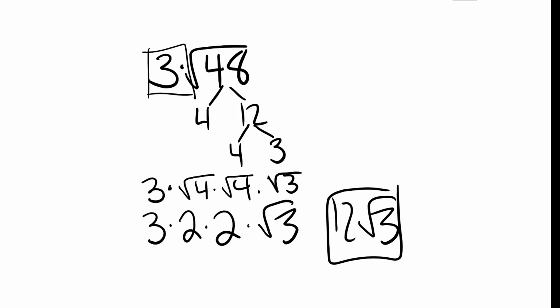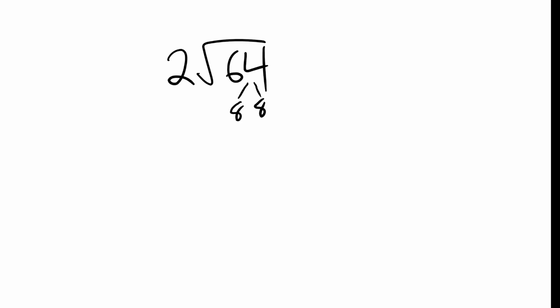Now let's do one that has a little bit of a different feel. 2 root 64. Well, the square root of 64 is actually just a number, because 8 times 8 is 64, which means this is just 2 times 8, which means this is 16, and that's it.